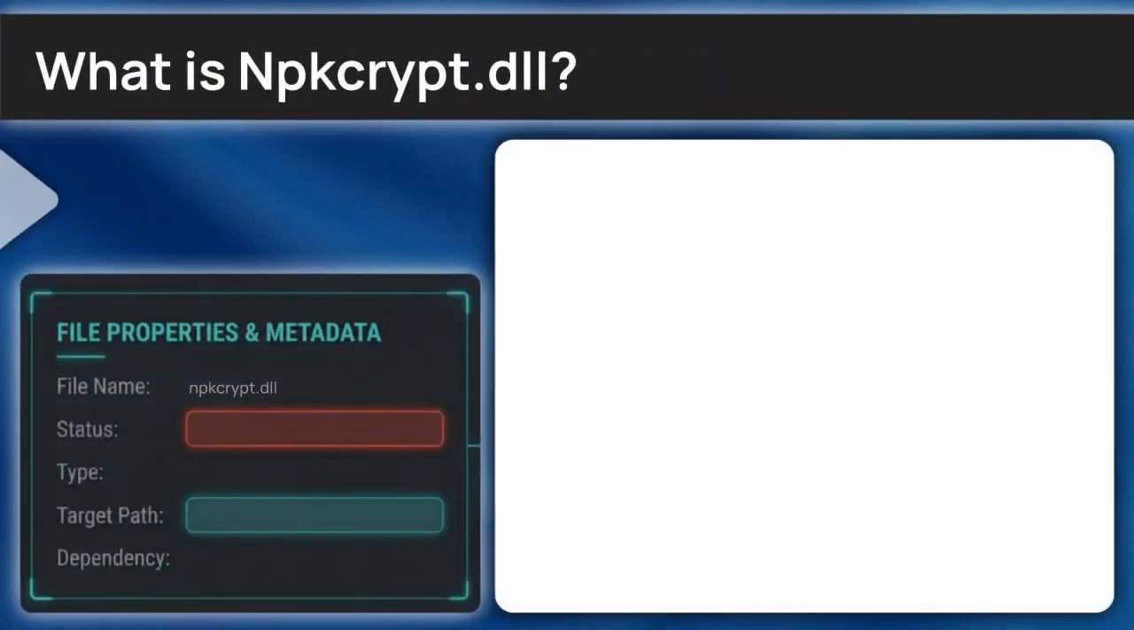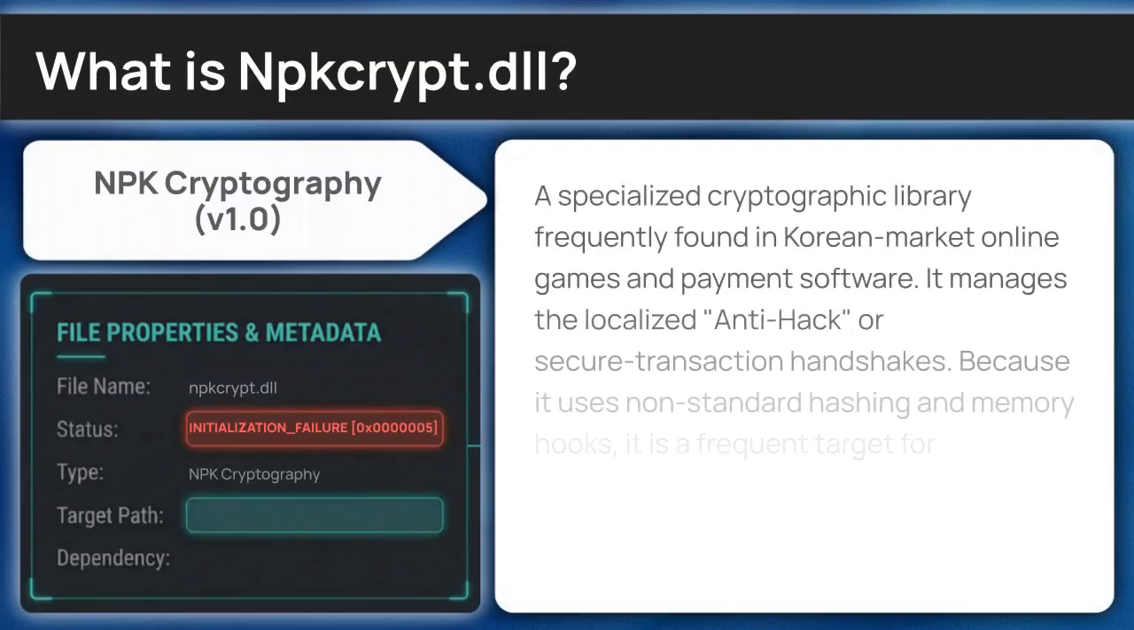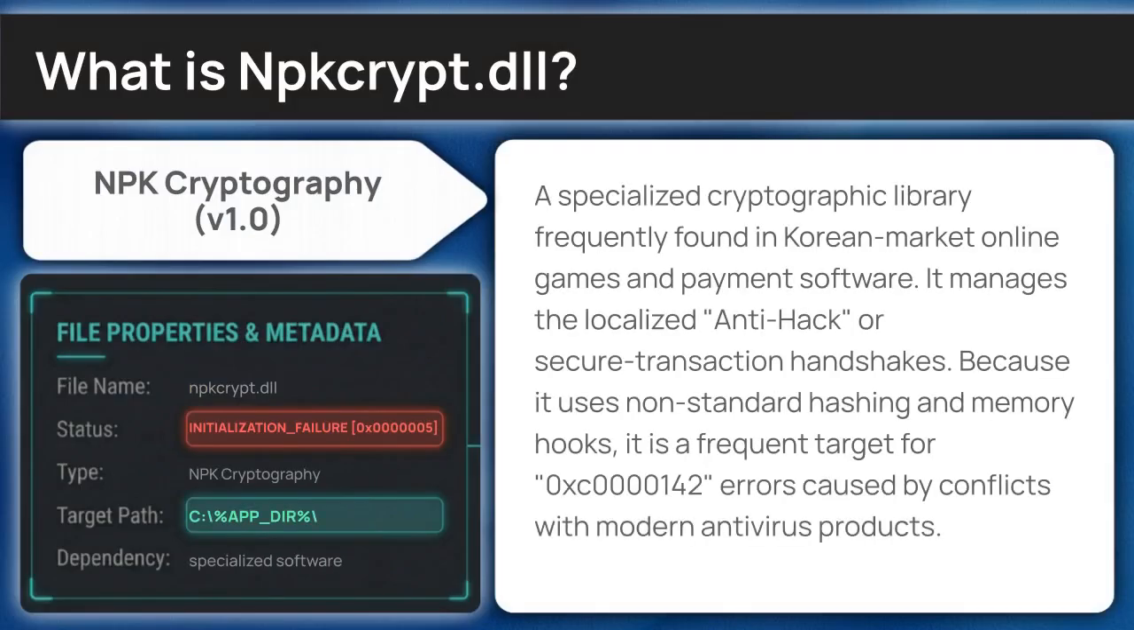This is the NPK Crypt Library, a specialized cryptographic library frequently found in Korean market online games and payment software. It manages the localized anti-hack or secure transaction handshakes. Because it uses non-standard hashing and memory hooks, it is a frequent target for 0xC02 errors caused by conflicts with modern antivirus products. Now that we've covered what the file does, let's jump into our first fix.